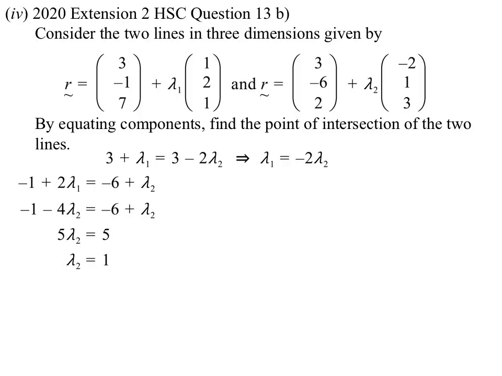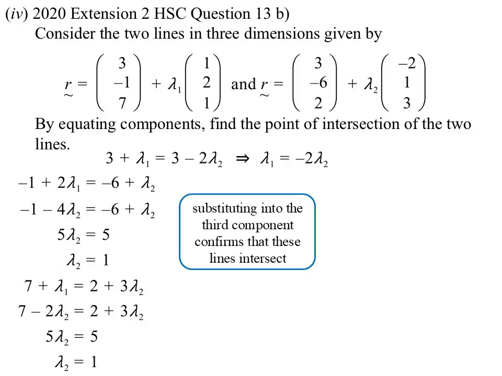Because there's a third component as well. That would have to be equal as well. So let's just check, subbing into the third one, and again I come up with lambda 2 equals 1 as well. Okay, that's making me confident then. By substituting it into the third component, it confirms that those lines intersect.